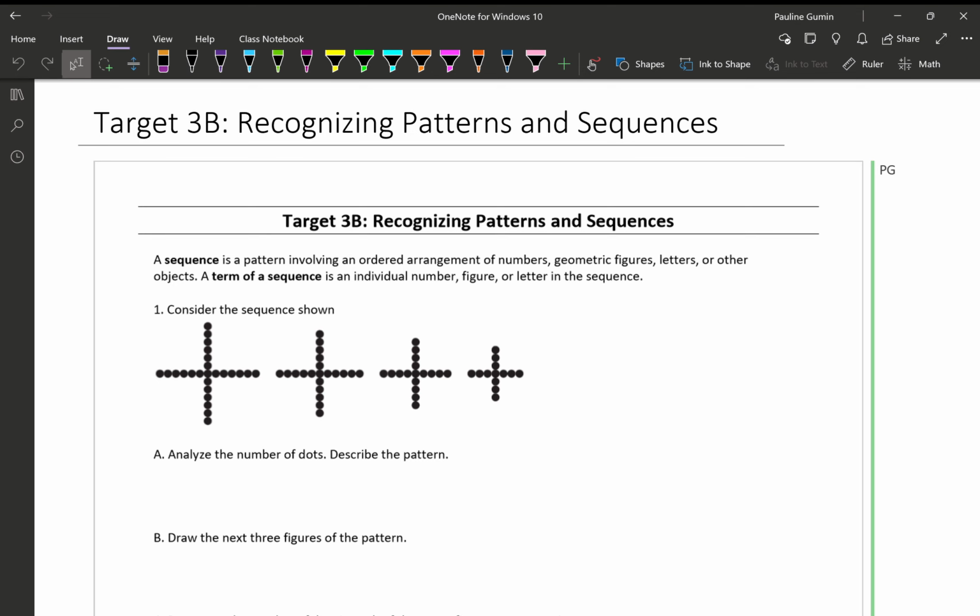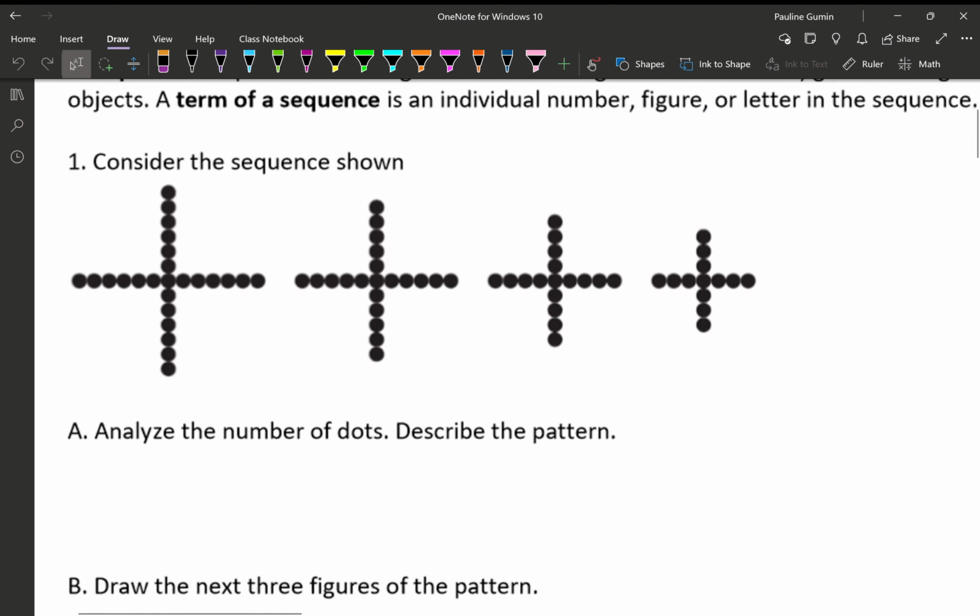Let's get started. A sequence is a pattern involving an ordered arrangement of numbers, geometric figures, letters, or other objects. A term of a sequence is an individual number, figure, or letter in the sequence. So a term is a part of the sequence. All right, so here's a sequence for number 1.